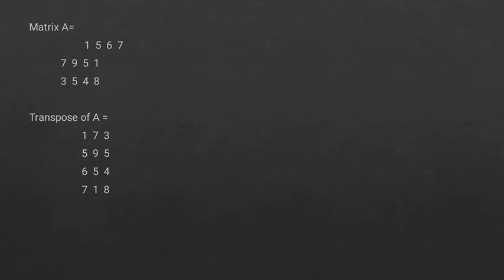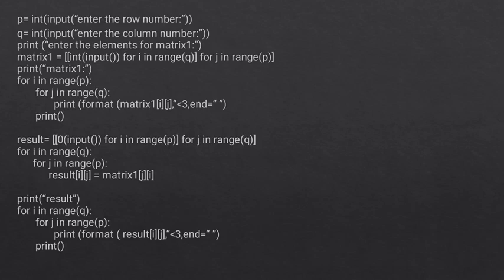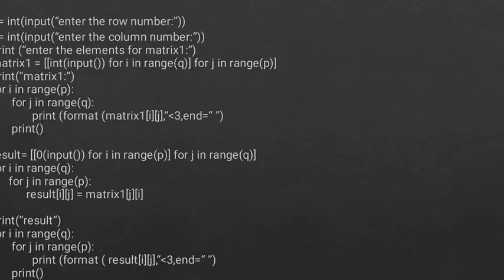Okay, so now we move on to the program for this. It is fairly simple. So we have p is equal to int input the number of rows. Similarly, we input the rows and columns as we did in the previous programs. p is the number of rows, q is the number of columns, and then we print enter the elements for matrix 1. So we entered the number of rows and columns, and now we enter the matrix.